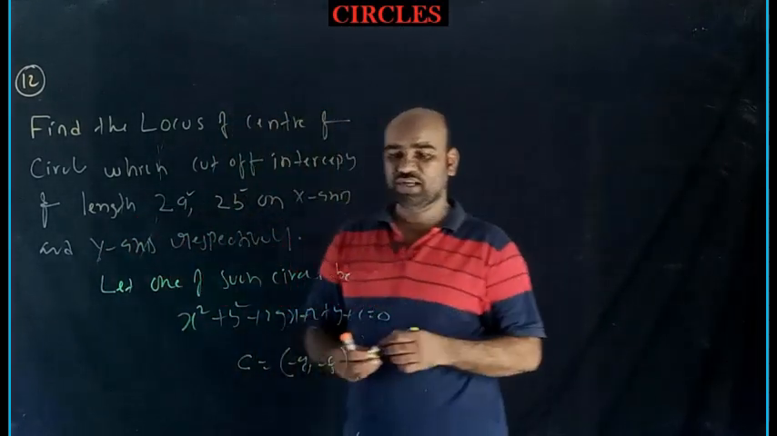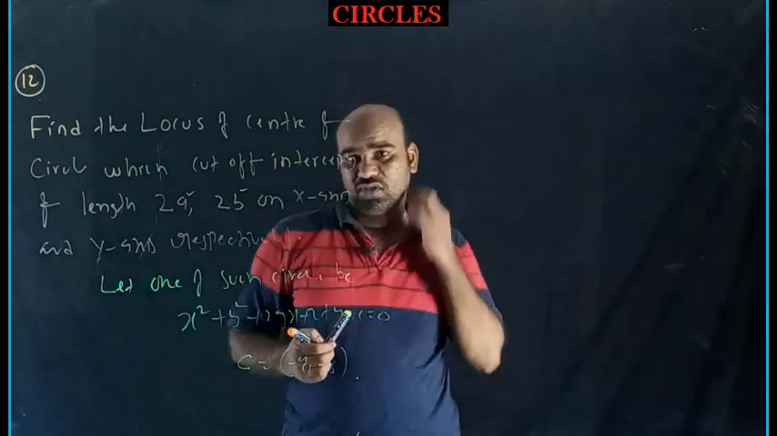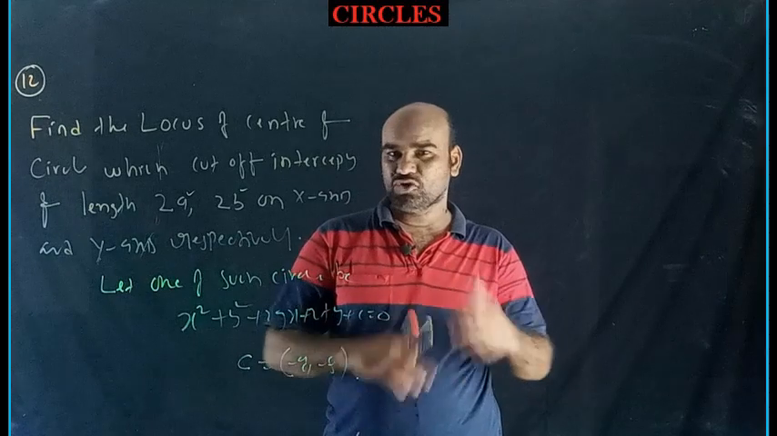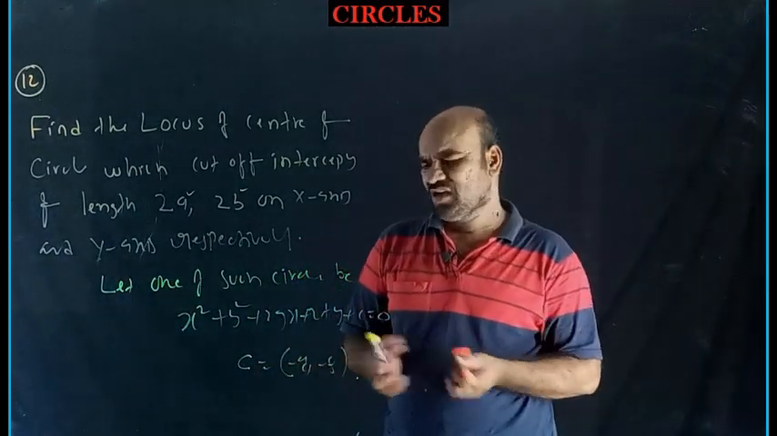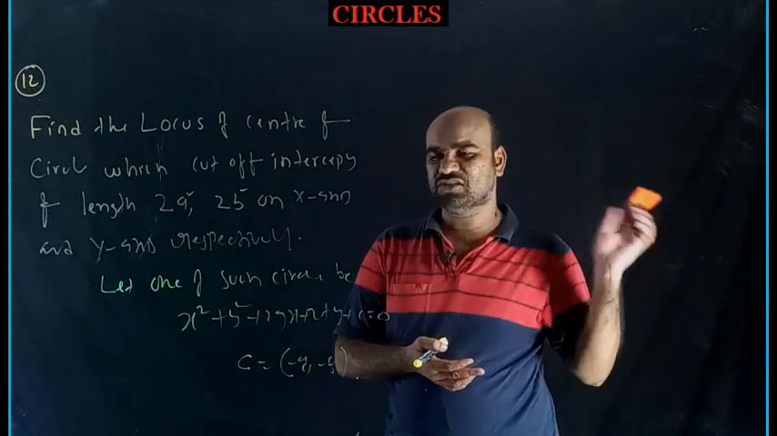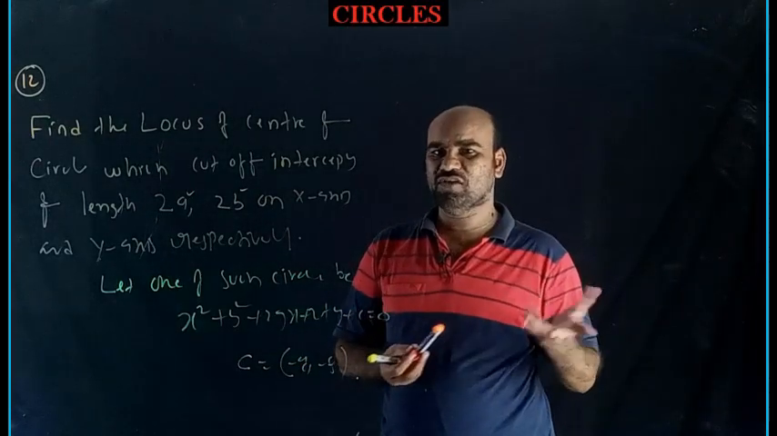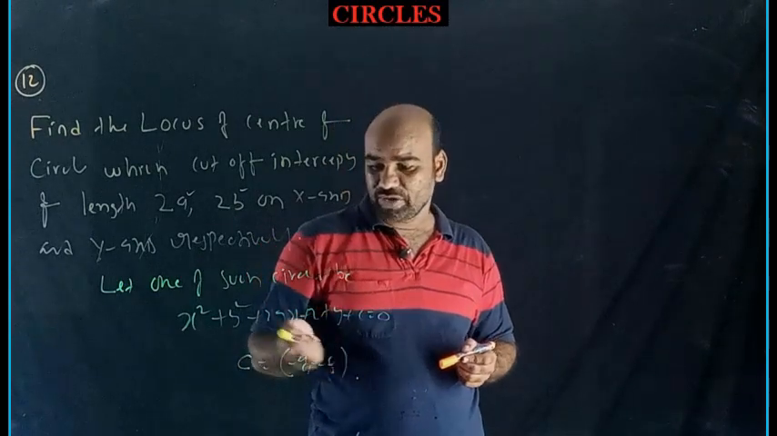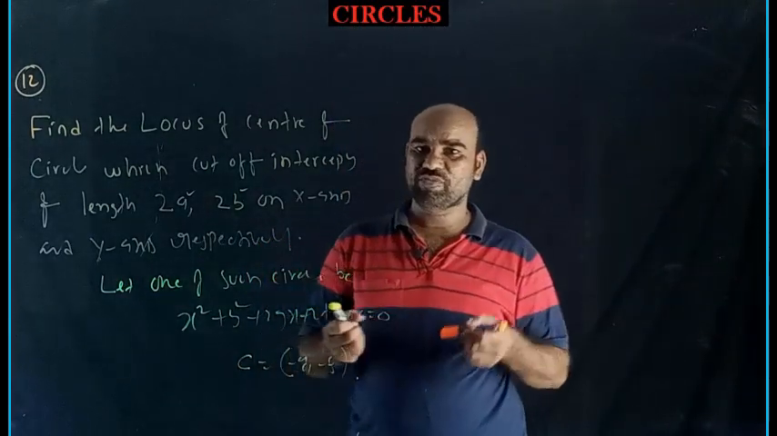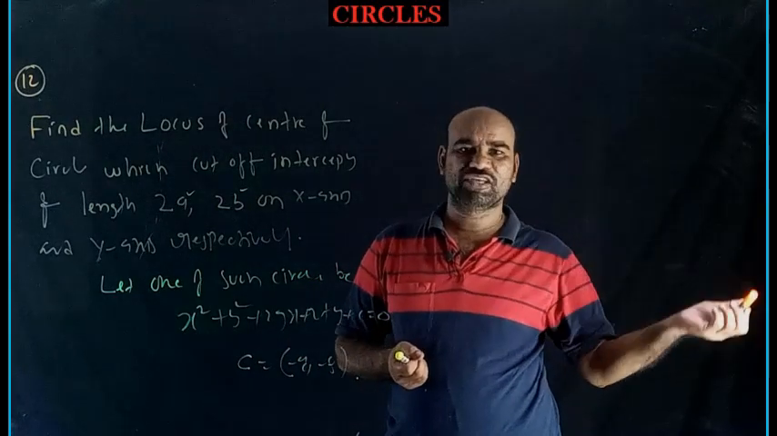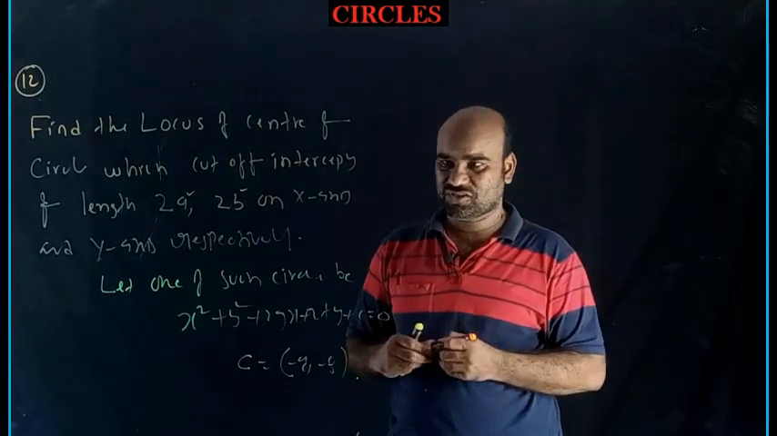Here minus g and minus f are varying. What rule are these two following? That rule should be expressible in small x and small y. Or you can take the center as x dash comma y dash and proceed, and at last you can drop the dashes, then you will get the required locus. By using this center, I want to create the relation between minus g and minus f. At last I will write x instead of minus g and y instead of minus f, and that is the required locus equation.